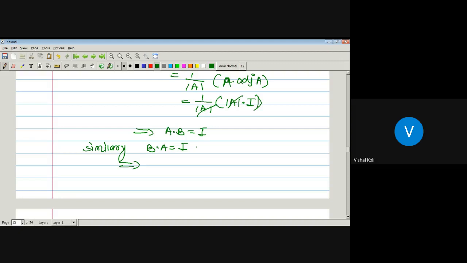So here we get A into B equal to B into A equal to an identity matrix, which implies we can say that A is an invertible matrix. That is, inverse of A should exist. And that is what we have to prove. So here we have proved the necessary and sufficient part, and hence the required result.